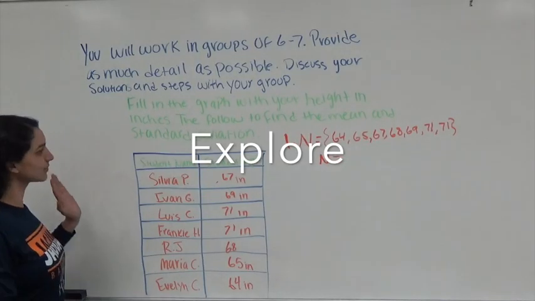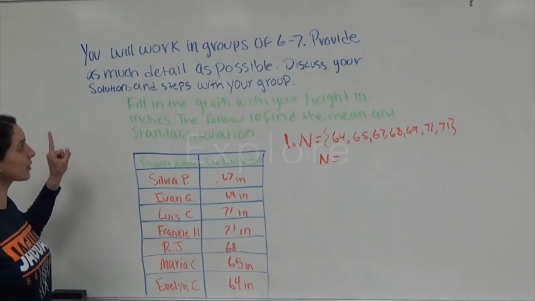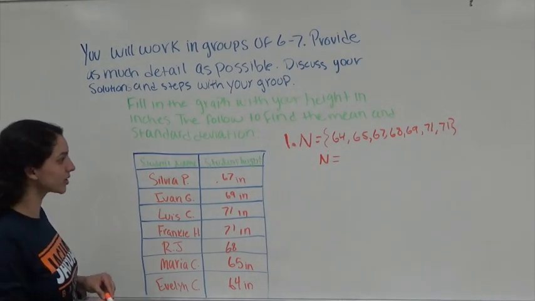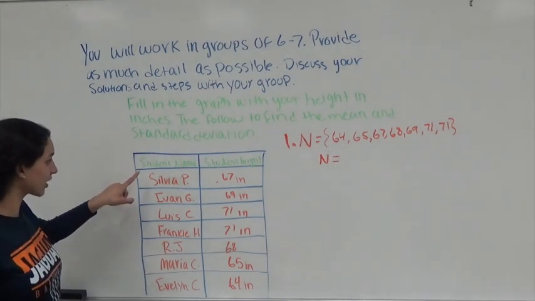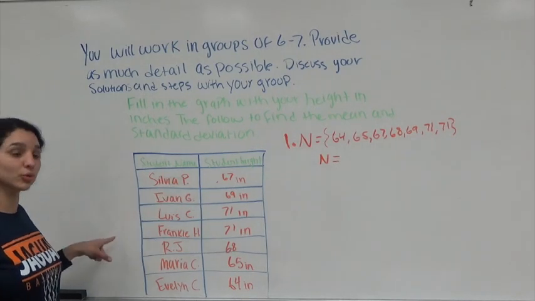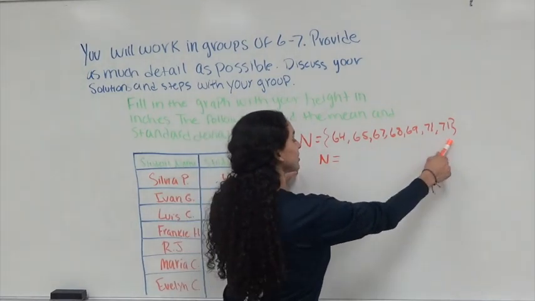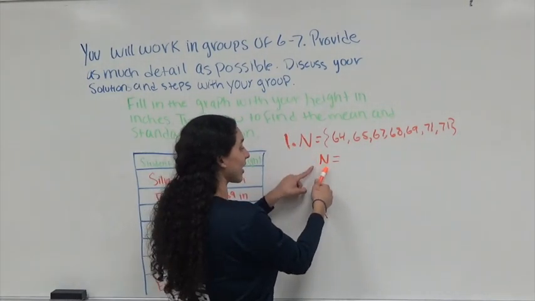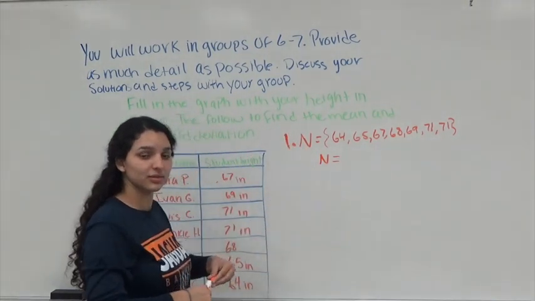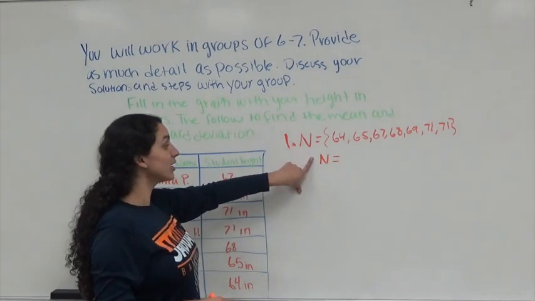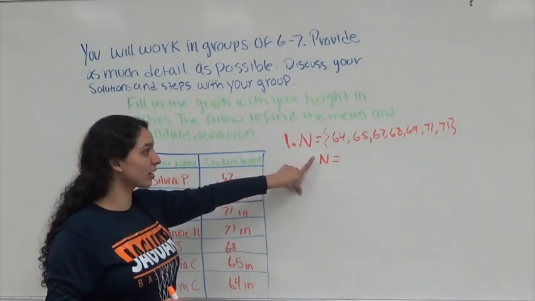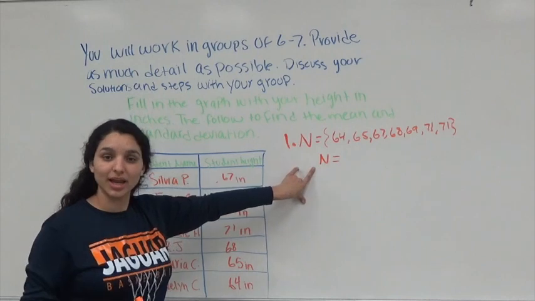Okay, students, let's get into the explain problems. We're going to be working on problem number 1 from the worksheet. And I got here the heights and the names from group 1. And the first step is getting our set, which we called n, and we have to get the number of elements in that set to find the mean and the standard deviation. So can anyone please tell me how many elements are in n?